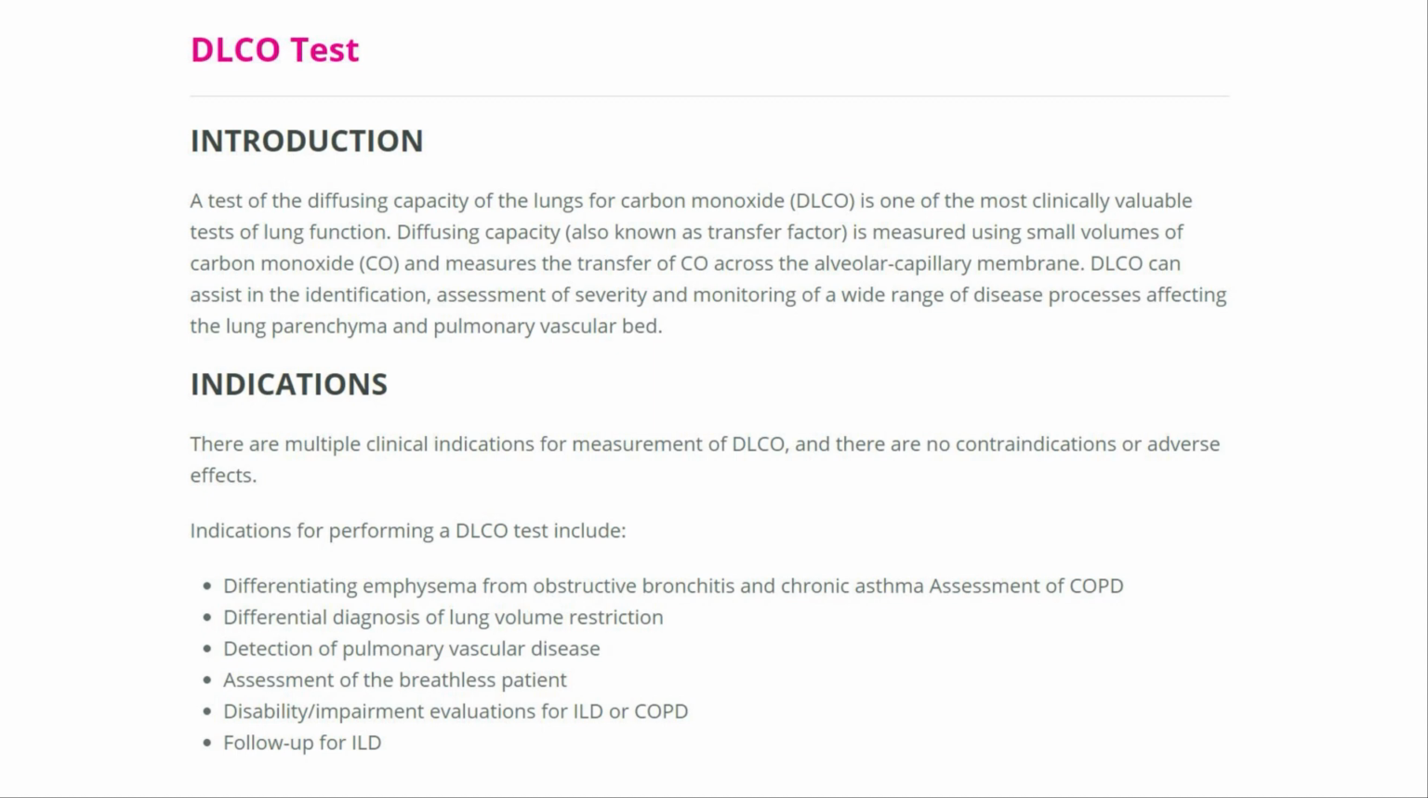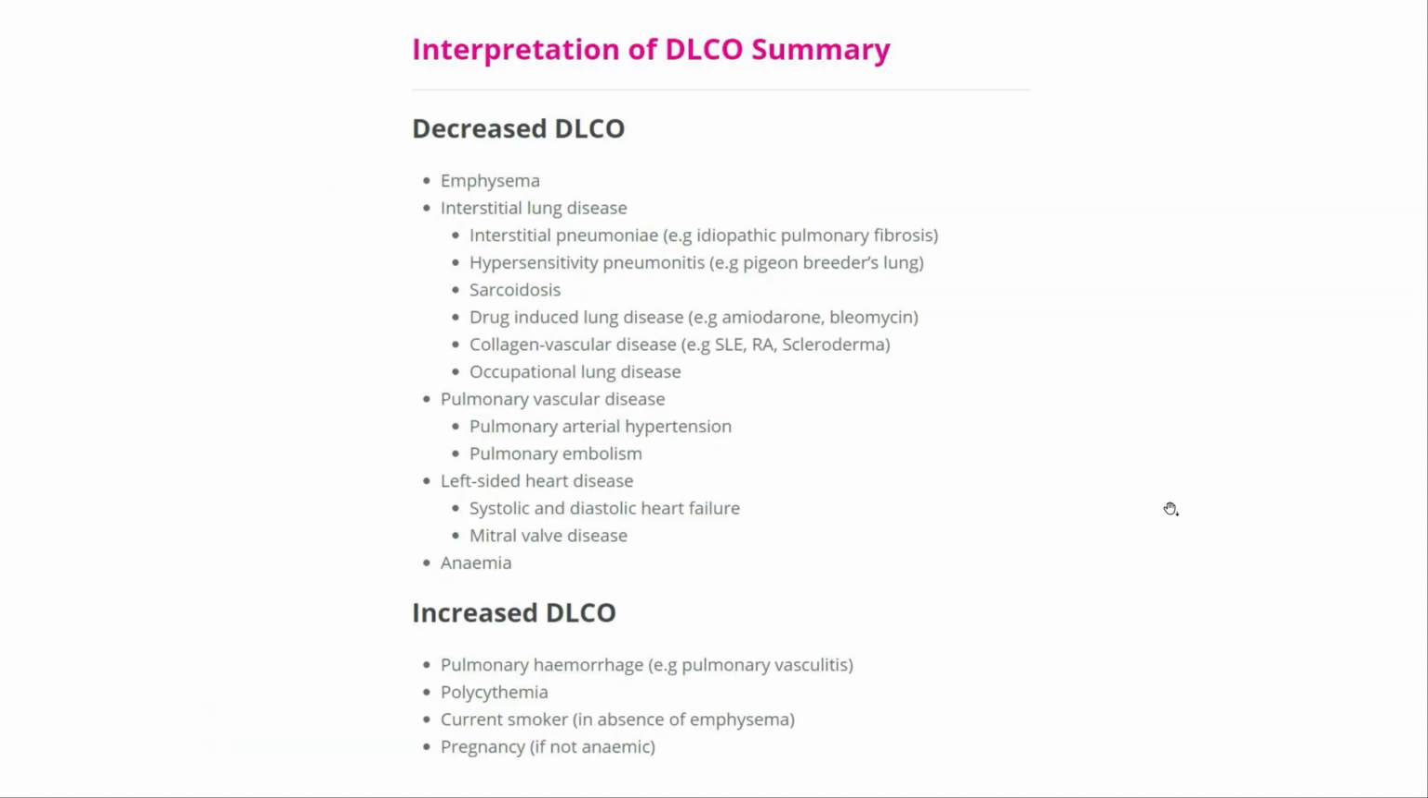Now, it's done to tell you if someone has something like emphysema in COPD, but also other lung conditions like interstitial lung disease. It helps to confirm that the diffusion capacity of the lung has been reduced by whatever disease process is going on. If it's decreased, obviously it can indicate emphysema, but as we said, it can also be things that interfere with VQ matching, so vascular diseases, heart failure.